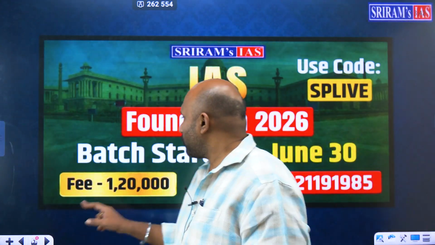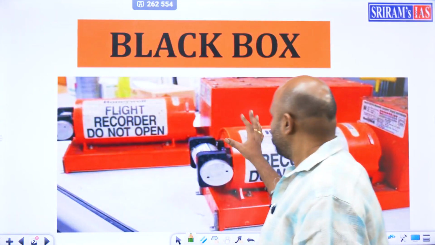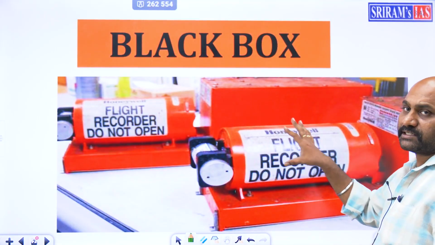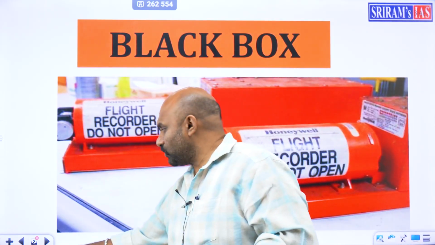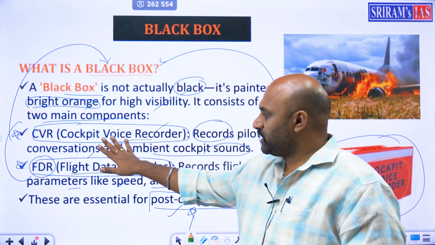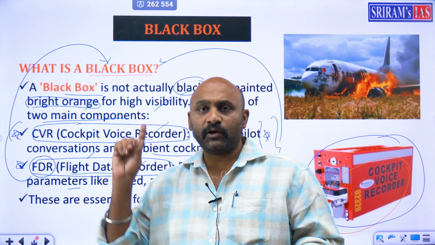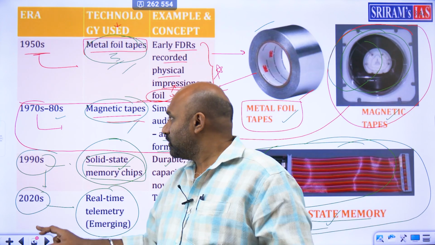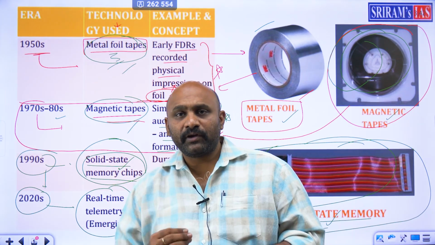So this is how the black box looks. If you look at it, this is how they look, FDRs as well as CVR. So that's how they look. So the major components are CVR and FDR, that is what you have to concentrate on, and all the technologies have been clearly mentioned. So have a quick review of this.